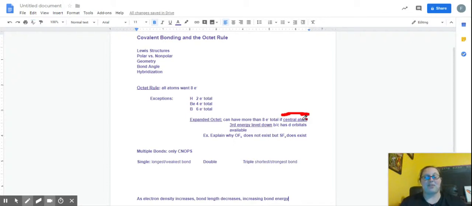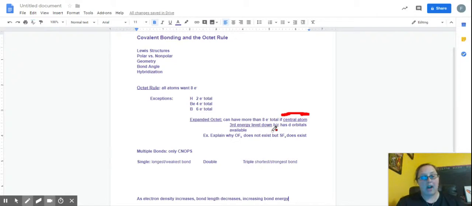We have to be able to explain why this is the case. Now, the reason why we can have an expanded octet, first of all, is that it's only the things in the 3rd energy level and down. So if you look at the periodic table, we're talking about nonmetals here, like phosphorus, sulfur, bromine, iodine, all of that 3rd energy level down. Those are the things that can have an expanded octet if they're the central atom. They don't have to, but if they need to, it's fine.